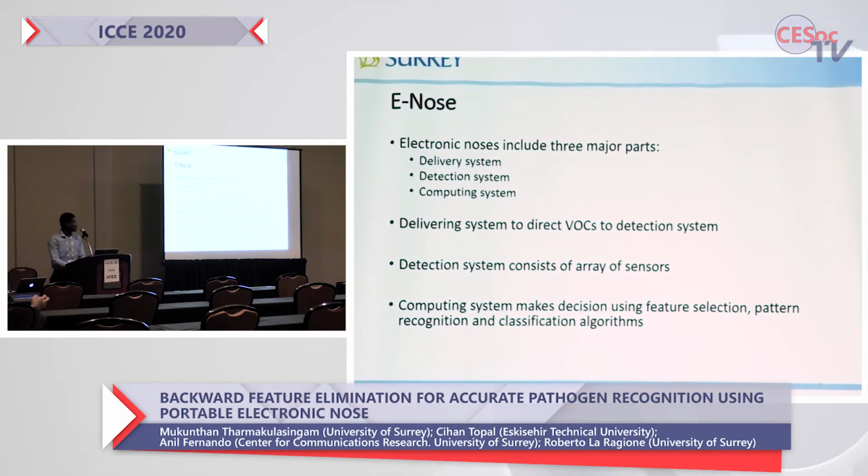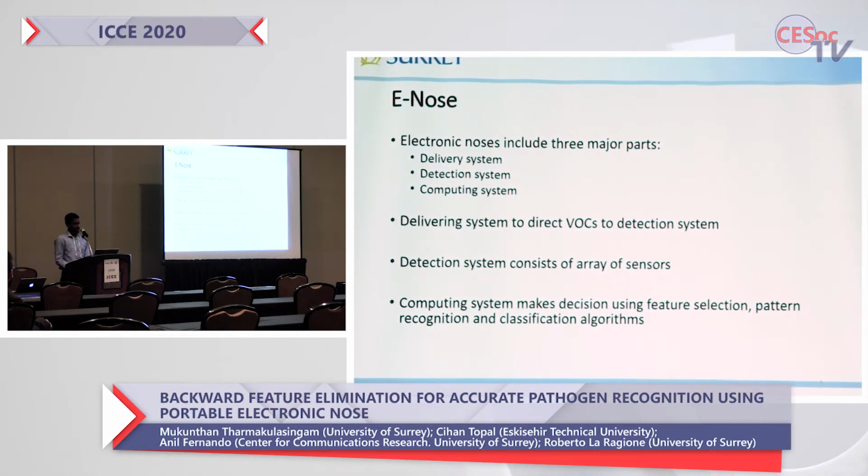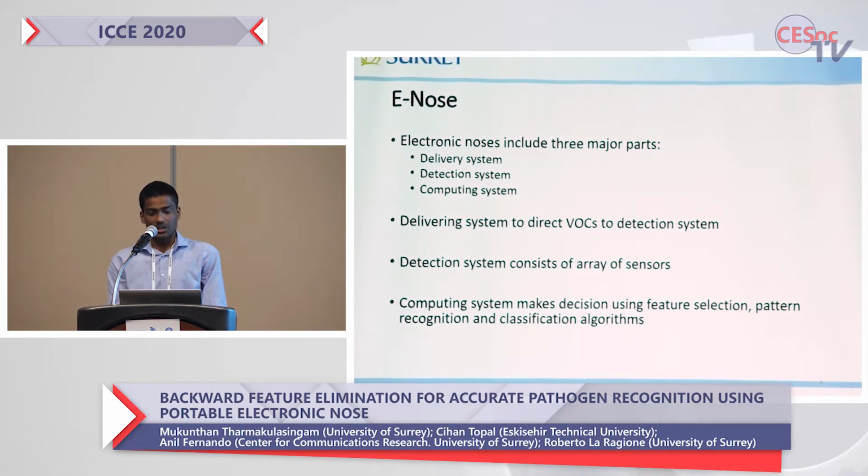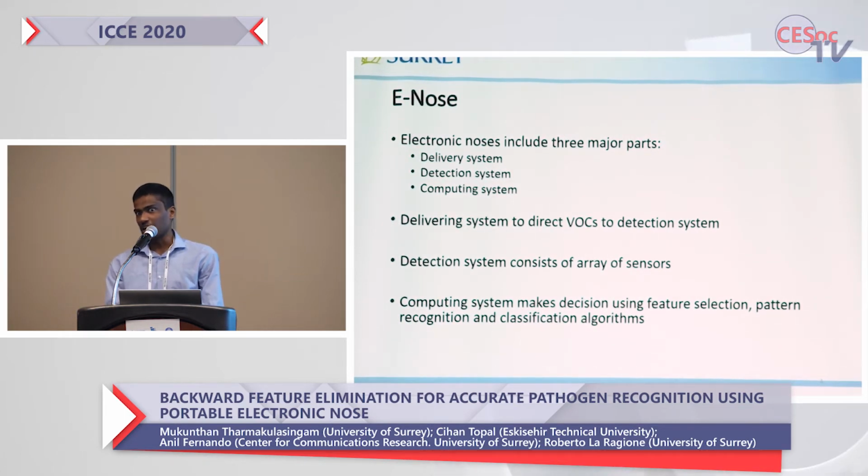If we consider it system-wise, electronic noses include three major parts: delivery system, detection system, and computing system. The delivery system is used to direct the VOC to the detection system, and the detection system consists of arrays of sensors which can sense the VOCs. And the computing system makes decisions using those VOCs, applying feature selection, pattern recognition, and classification algorithms. Normally, the delivery system and detection system are attached to the e-nose, and the computing system is on a separate external machine, and the e-noses are connected using USB connections.